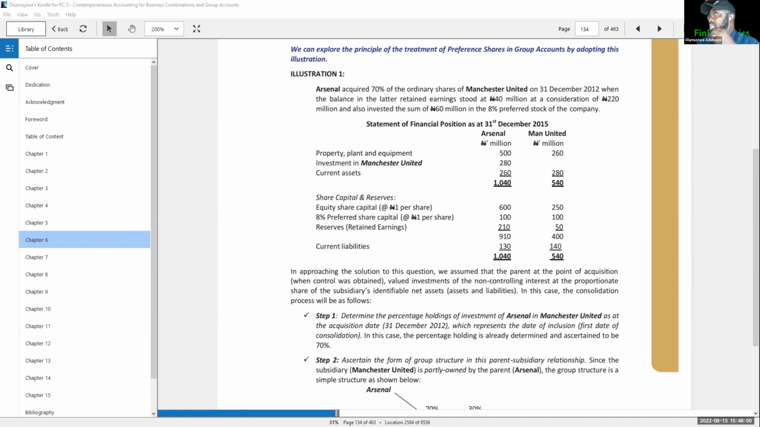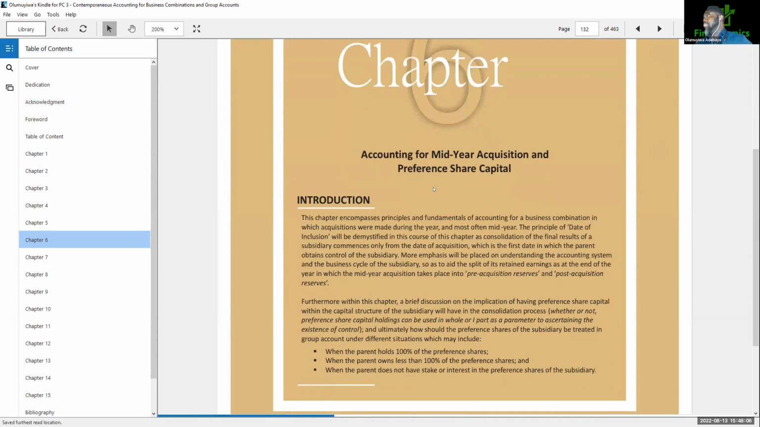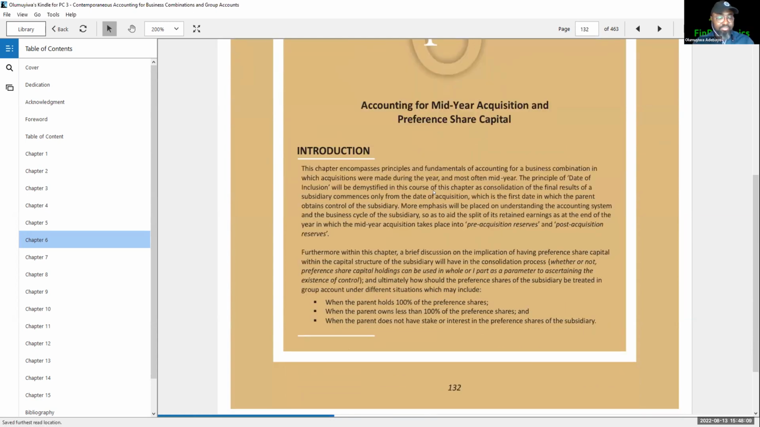Okay, we are going to look at preference share capital. And at this point, we'll be looking at what role preference share capital plays in the capital structure of an acquired business or a subsidiary. Now, when a subsidiary is acquired and the subsidiary has a preference share capital, in which the parent may or may not have any interest, what will be the consequence of such in the process of acquisition day accounting and subsequently the process of consolidation?